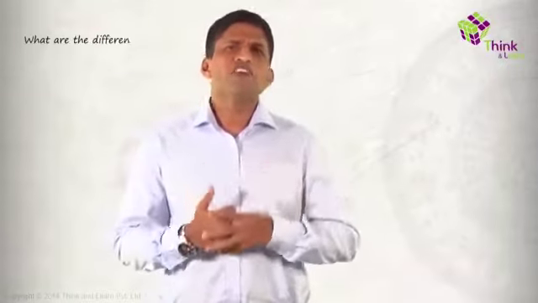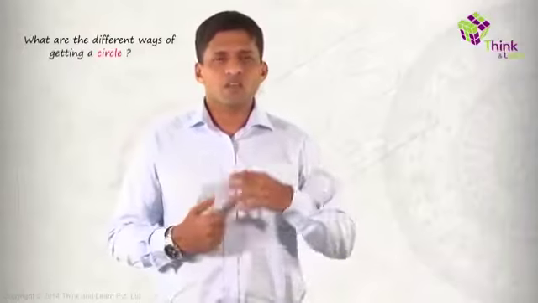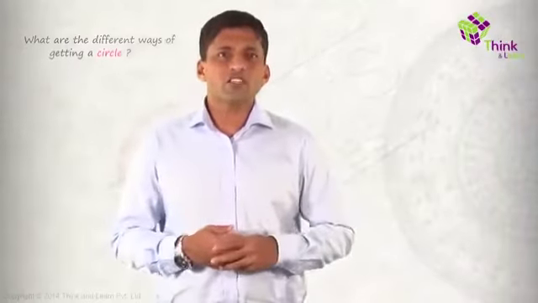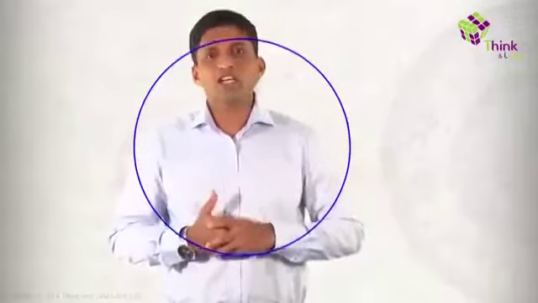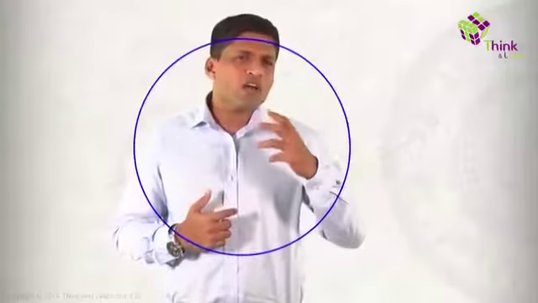All of us know what circles are because they are all around us. But let's learn a lot more about circles in this particular session. So if I ask you a question, what are the different ways of getting a circle? The simplest way of getting a circle is you take a line, just rotate the line, and we get a circle like that.